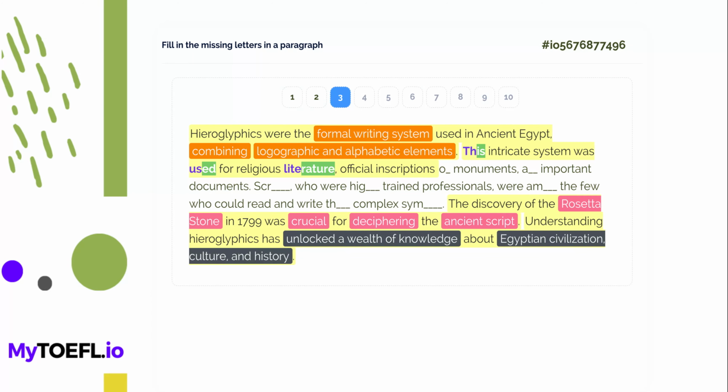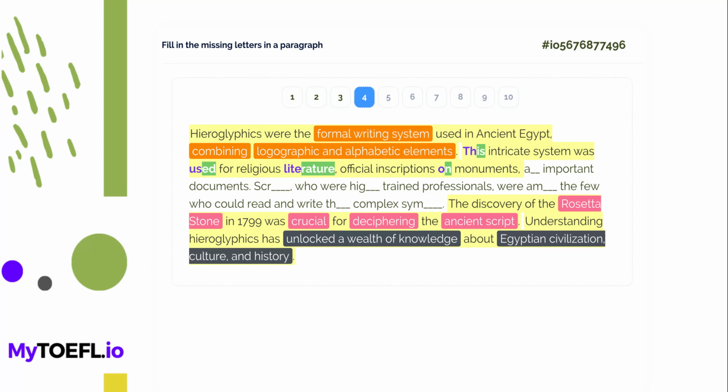Next, we focus on the fourth blank. This intricate system was used for religious literature, official inscriptions on monuments, blank important documents. The question provides the letter O and contains one space. We need a preposition that connects inscriptions with monuments. Inscriptions are carvings placed upon the surface of something. Therefore, the correct preposition starting with the provided letter is on.